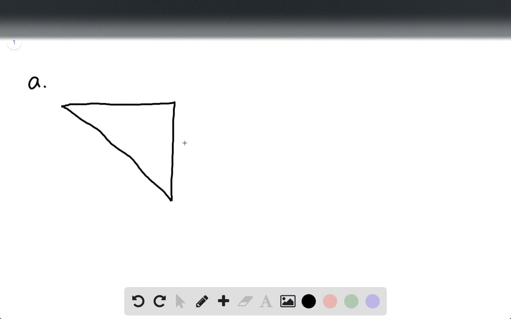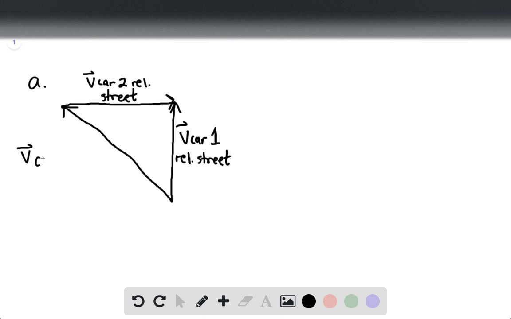this would be the velocity of car 1 relative to the street. This would be the velocity of car 2 relative to the street. And then if you wanted to draw the vector arrows, a vector arrow from this point to this hypotenuse would be the magnitude of the velocity of car 1 relative to car 2.